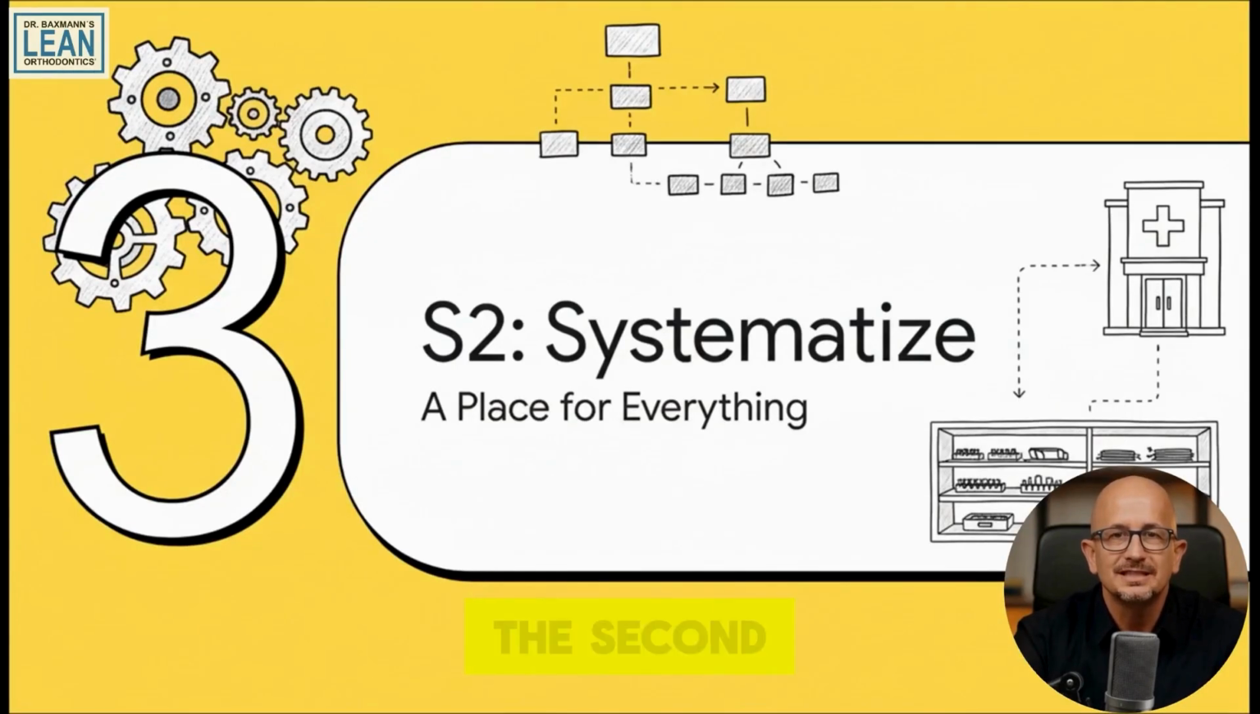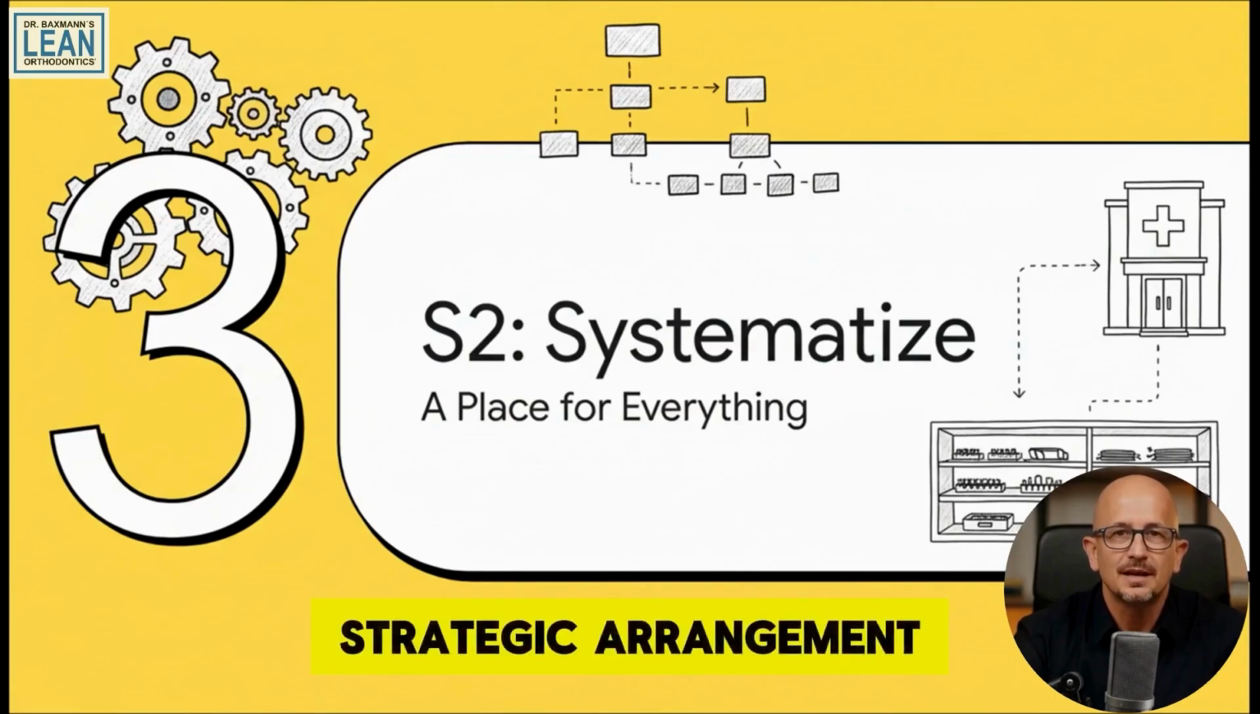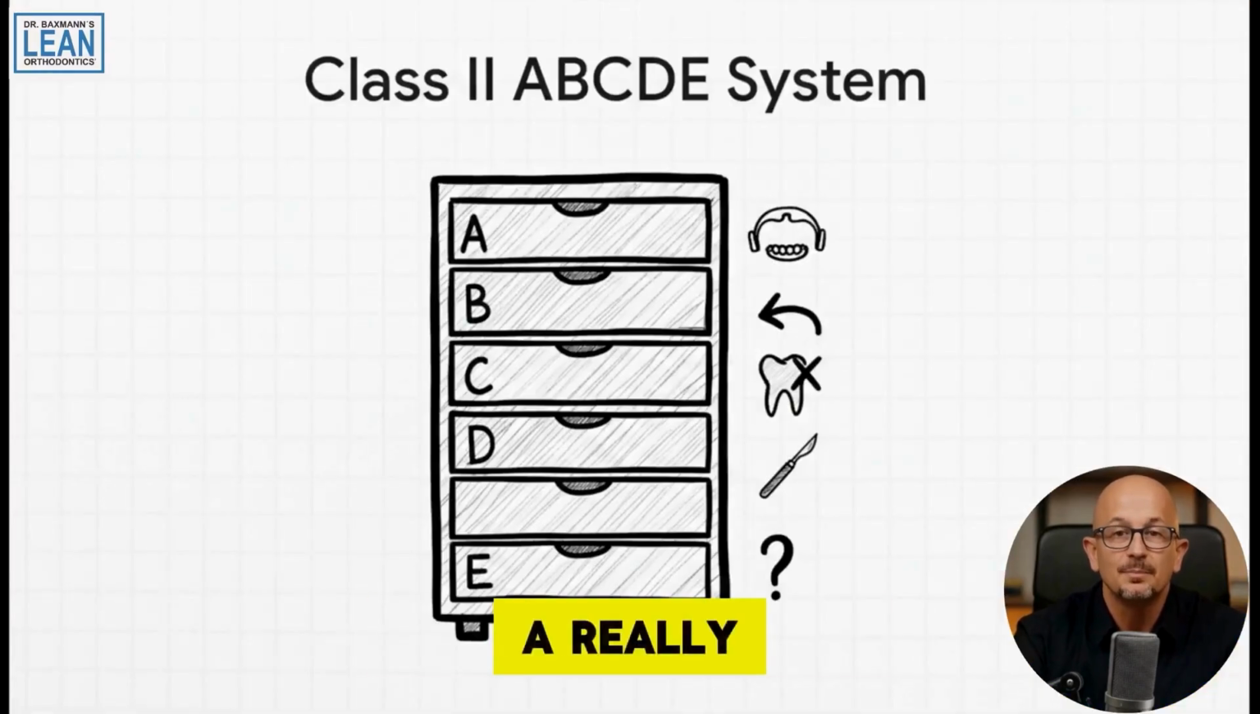Okay, so once we've sorted everything out, what's next? Well, now we can move on to the second S, which is systematize. See, once you've gotten rid of everything that's unnecessary, the next step is to create a logical, strategic arrangement for everything that's left.